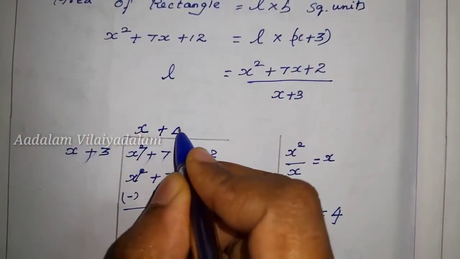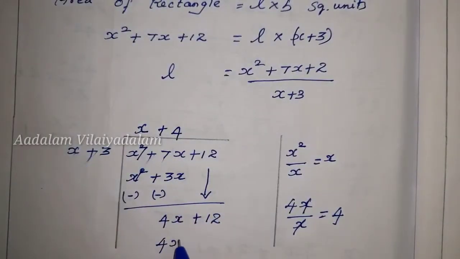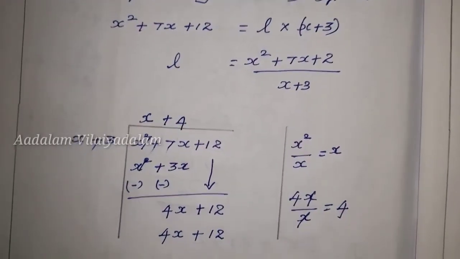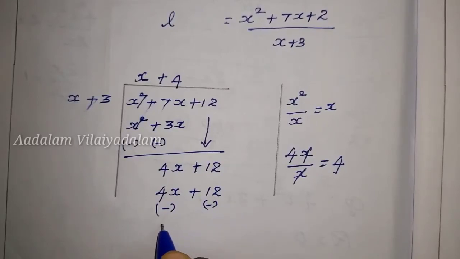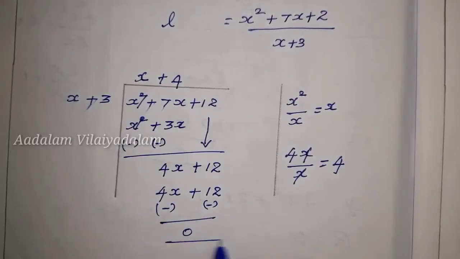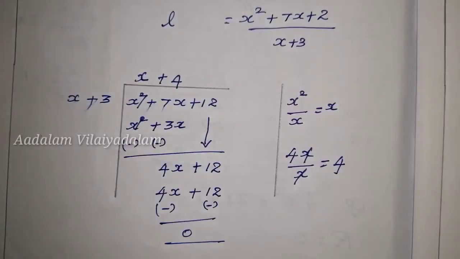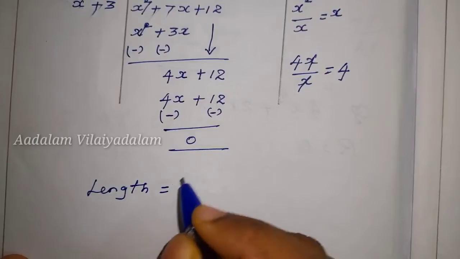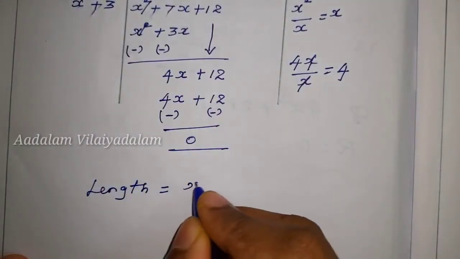Now write plus 4. Now multiply 4 into x, 4x. 4 3s are 12. So here minus, here also minus. So the remainder value is 0, but the quotient value is x plus 4. So the length of the rectangle is x plus 4.